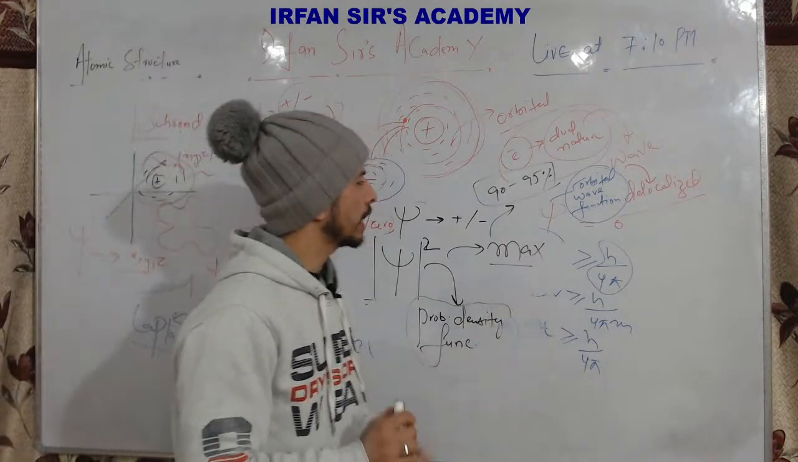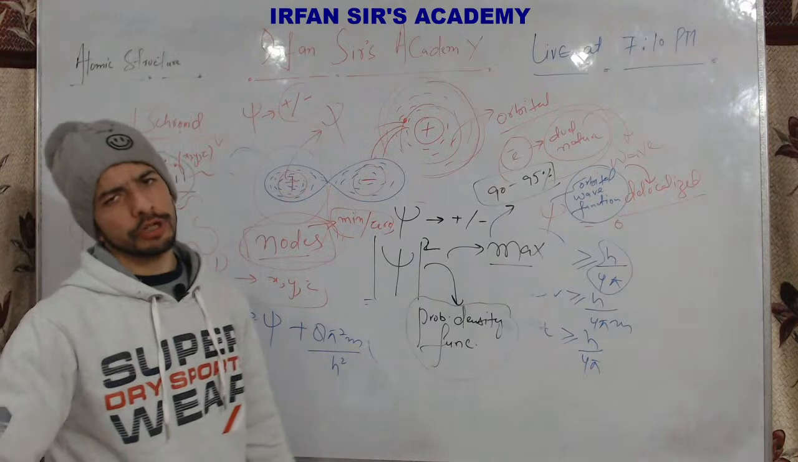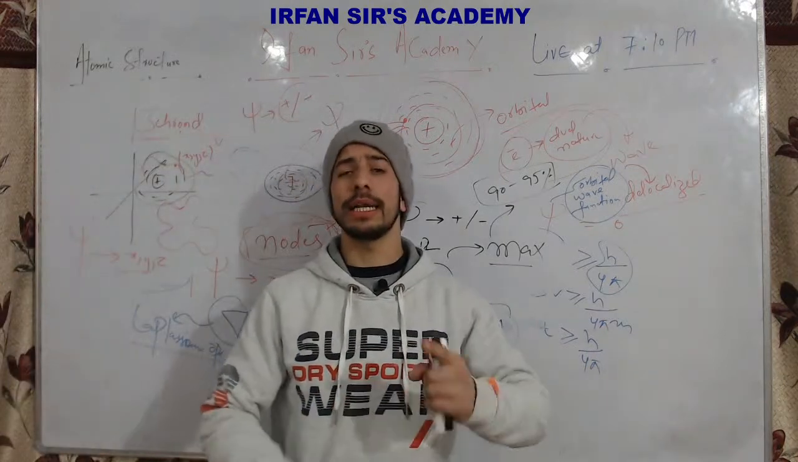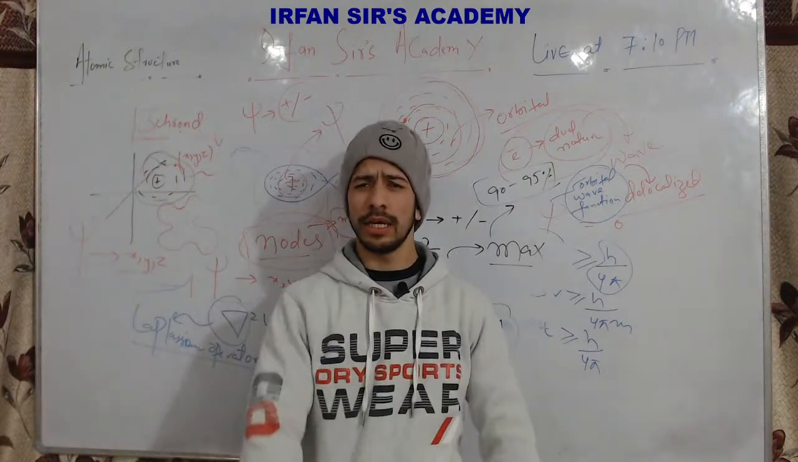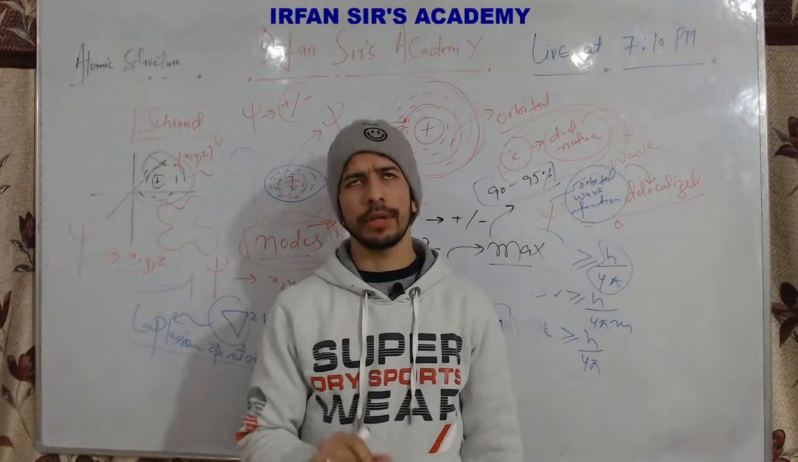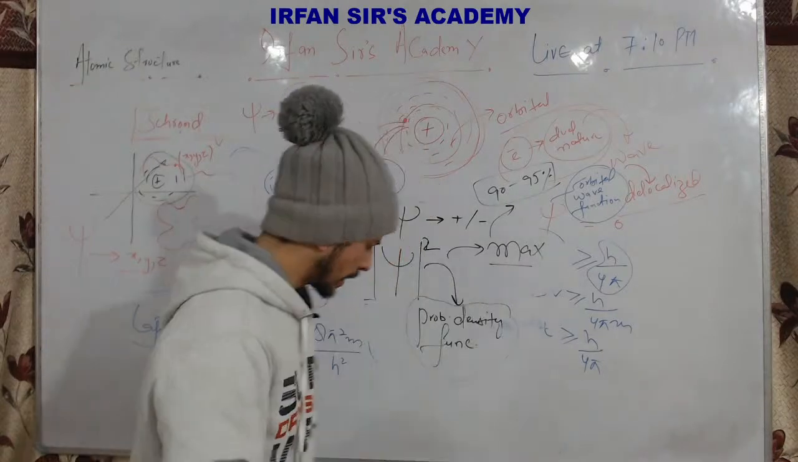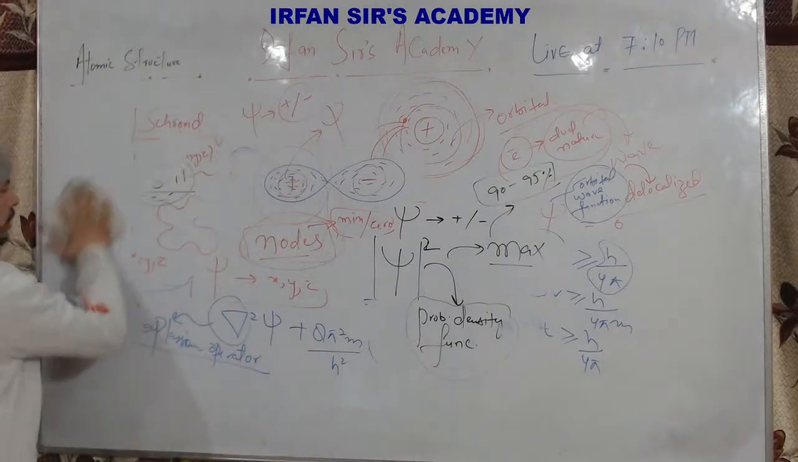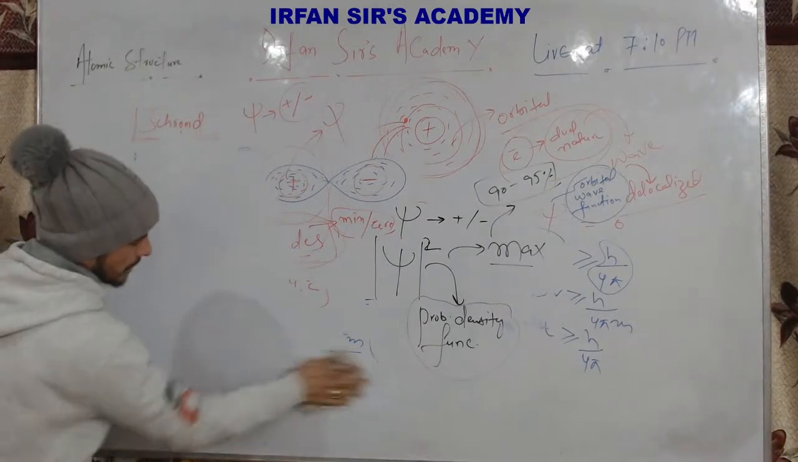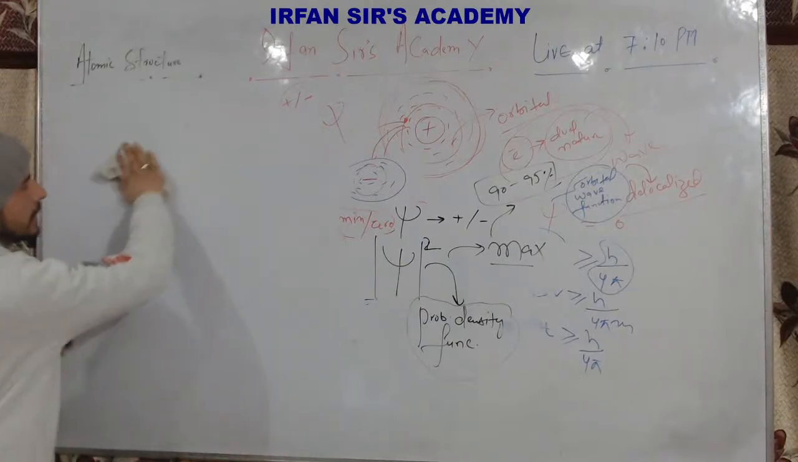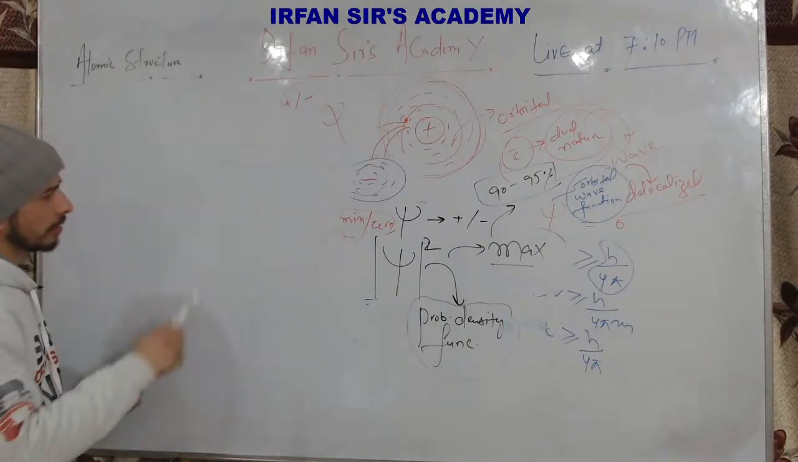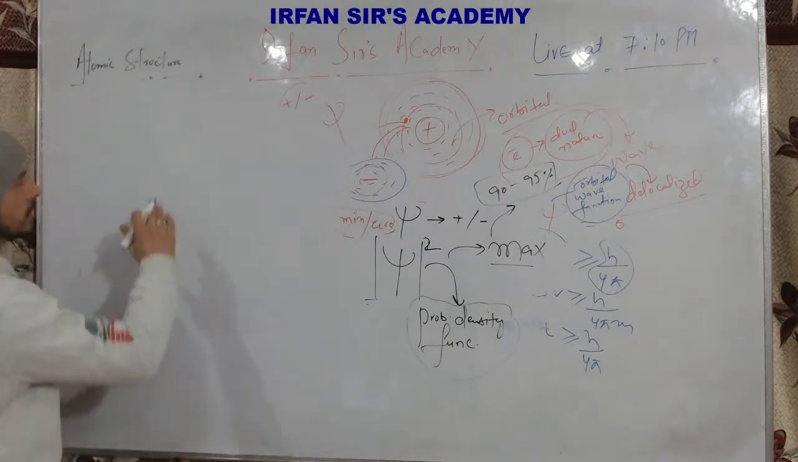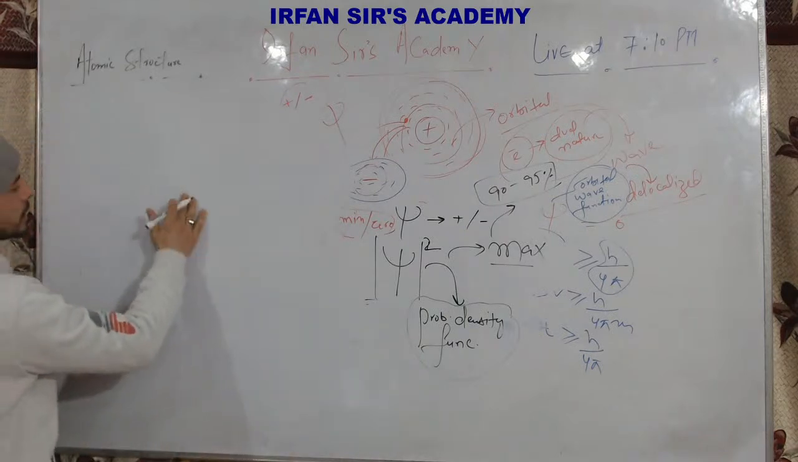Okay, now there are different types of orbitals. You know, there are s orbital, p orbital, d orbital, f orbital. There is a lot of concept regarding the orbitals. Now we'll see one by one. We'll revise fast in 5 minutes so that we can cover most of the questions that were asked in JEE or NEET examination.